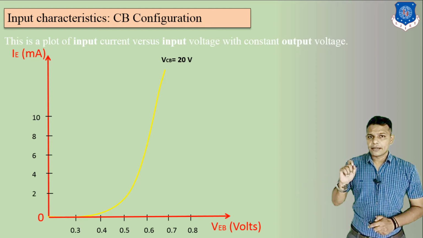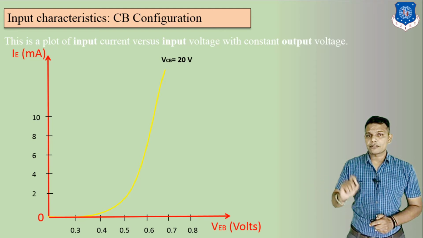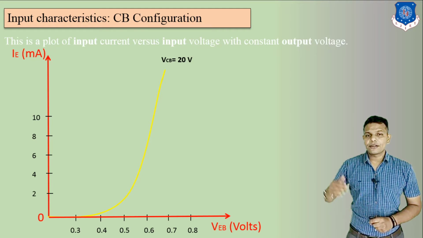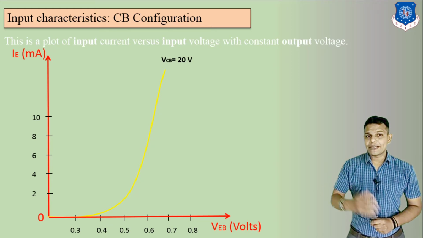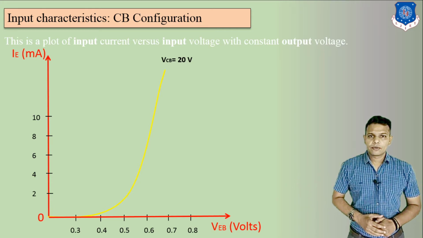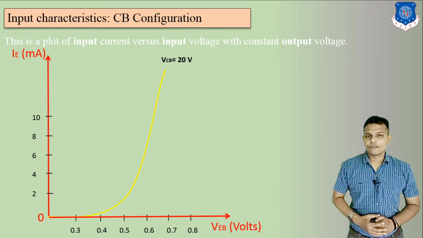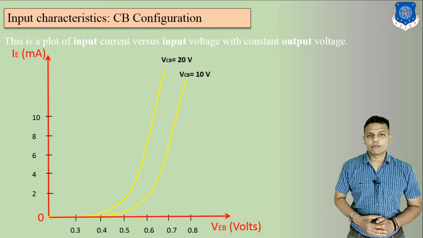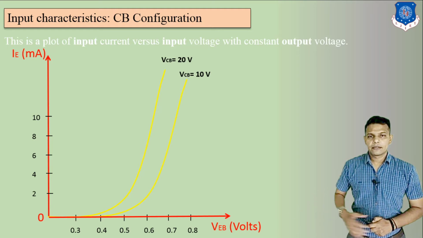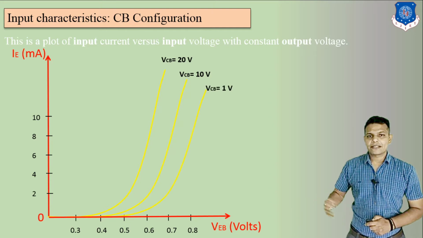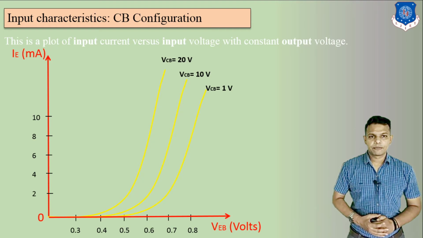But one thing we need to remember is that VCB is equal to 20 volts, because here your output is also connected in the circuit diagram. So VCB is equal to 20 volts. At this time we will get a graph like this. If we change VCB to 10 volts, we can get a graph like this. If we change VCB to 1 volt, at this time we will get a graph like this.